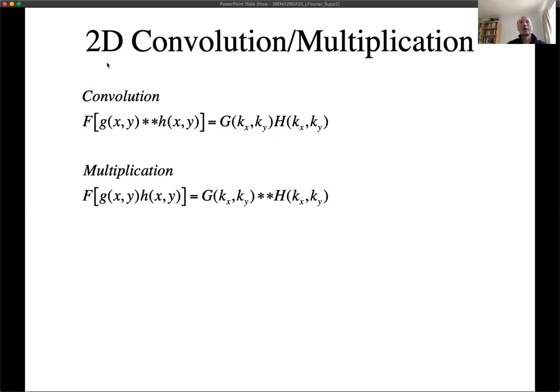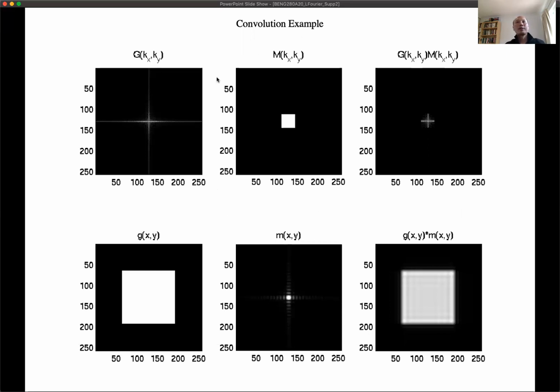Obviously, you can do it in 2D as well, and this is what we'll show in a few minutes, where if I convolve in one domain in 2D, it's just multiplication in the other domain. And similarly, if I multiply in one domain, it's just convolution in the other domain. So here's an example here that's going to be very important for MRI.